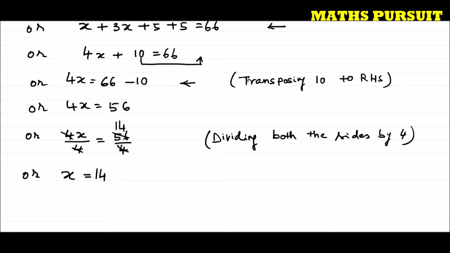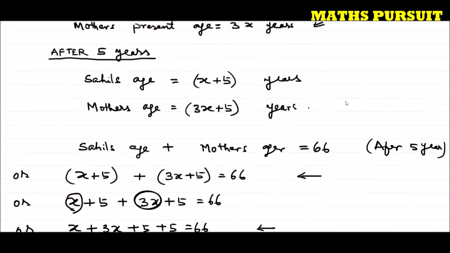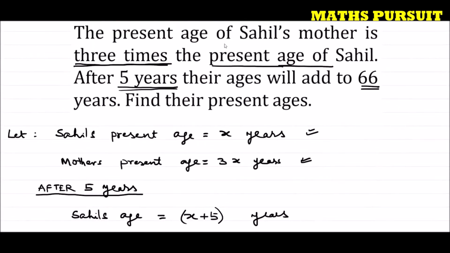Now guys, if you remember, we considered Sahil's present age as x. If you look at the above, we considered Sahil's present age as x here. That means we got Sahil's present age as 14 years because we got the value of x as 14. So Sahil's present age is 14.